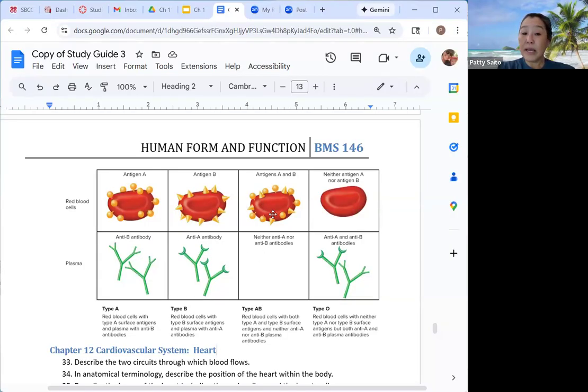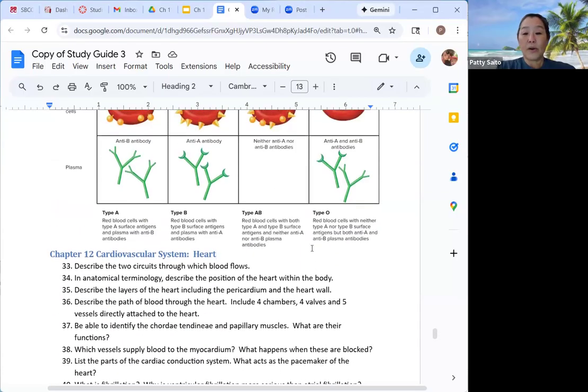AB type blood, interestingly, doesn't have antibodies for A or B. So that's why it's a universal recipient, okay? Because it doesn't have antibodies, right? Because it has those antigens. And then, O type blood has anti-A and anti-B antibodies. So if you're O type blood, you can only receive O blood because if you put any of these in you, you're going to make antibodies that are going to attack both of them. Okay.